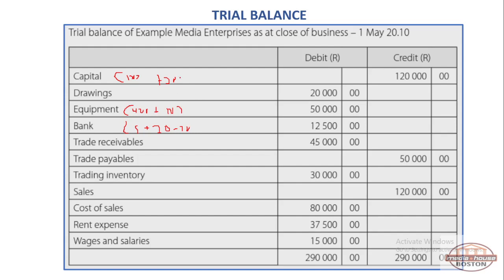So when you prepare the statement of financial position, you're going to have one column, and you're going to start with your assets. You're going to write all the assets within your trial balance, add them up, and you're going to have your total assets. And then you're going to have your equity. Your equity will be your capital minus your drawings, and therefore you're going to have your total equity.